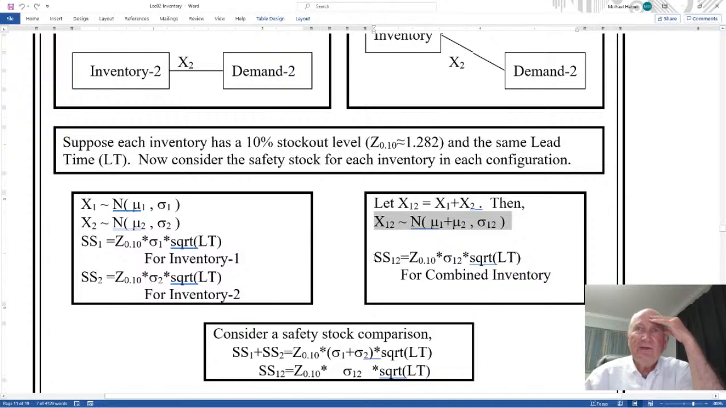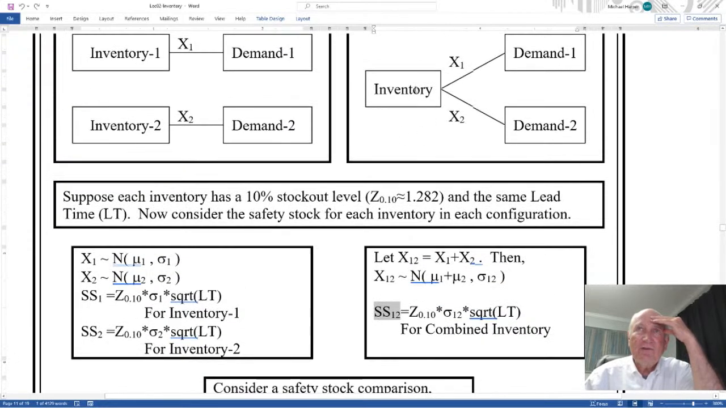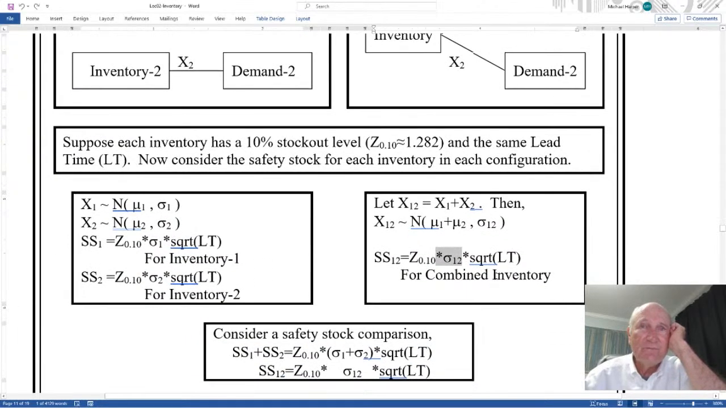Then this follows mu1 plus mu2 and the standard deviation of the two streams together. Okay, then you're going to have a safety stock for this inventory, which is your Z, your alpha stockout level, alpha 10%. But this standard deviation here is not necessarily the sum of these two. The lead times are the same. Notice the lead time is the same. The only thing different is this variability: sigma 1, sigma 2, sigma 1,2. So the safety stock here, the only difference is the variability of the combined inventory.